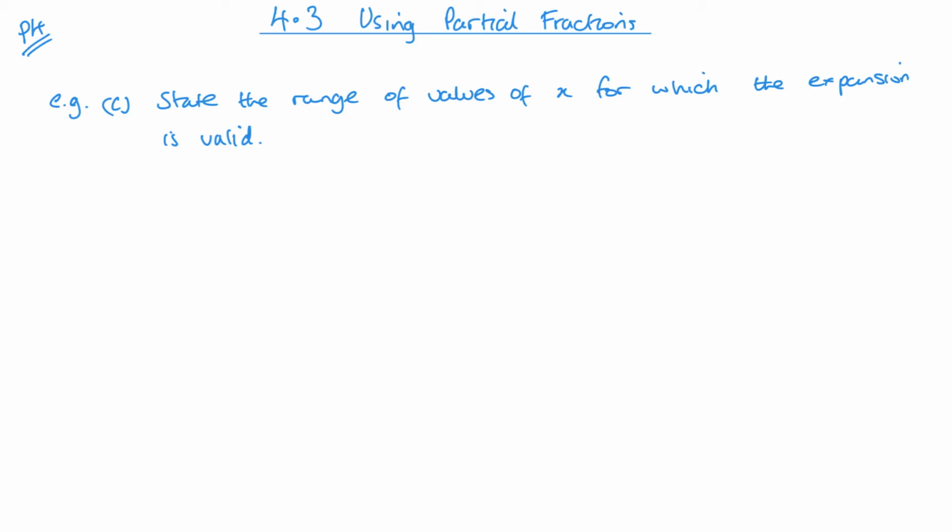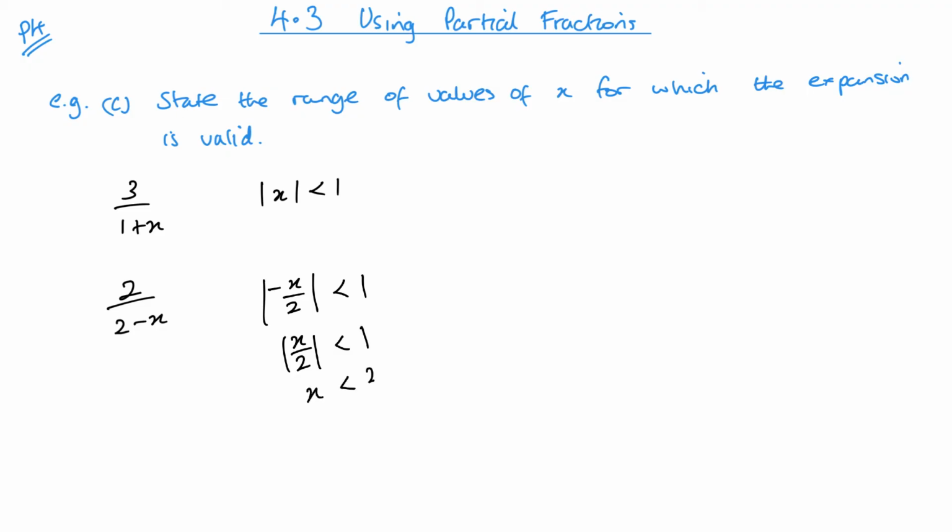Now finally we need to work out where this expansion is valid, and we have two things to look at. If we look at both of our expansions separately, this one's going to be valid for when mod x is less than 1. And then my second expansion, if you remember, we expanded with a minus half x, didn't we? And that's what I have to think about. So this is going to give me that mod x is less than 2.